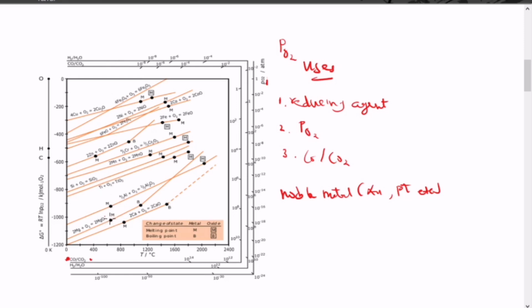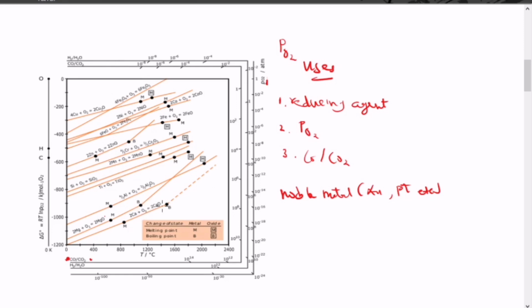And let's go again. We can also have zinc. Calcium can be used to reduce zinc because the calcium line is below the zinc line. That is it. But can zinc also be used to oxidize calcium? No, because it's above the calcium line. Let me take it again.